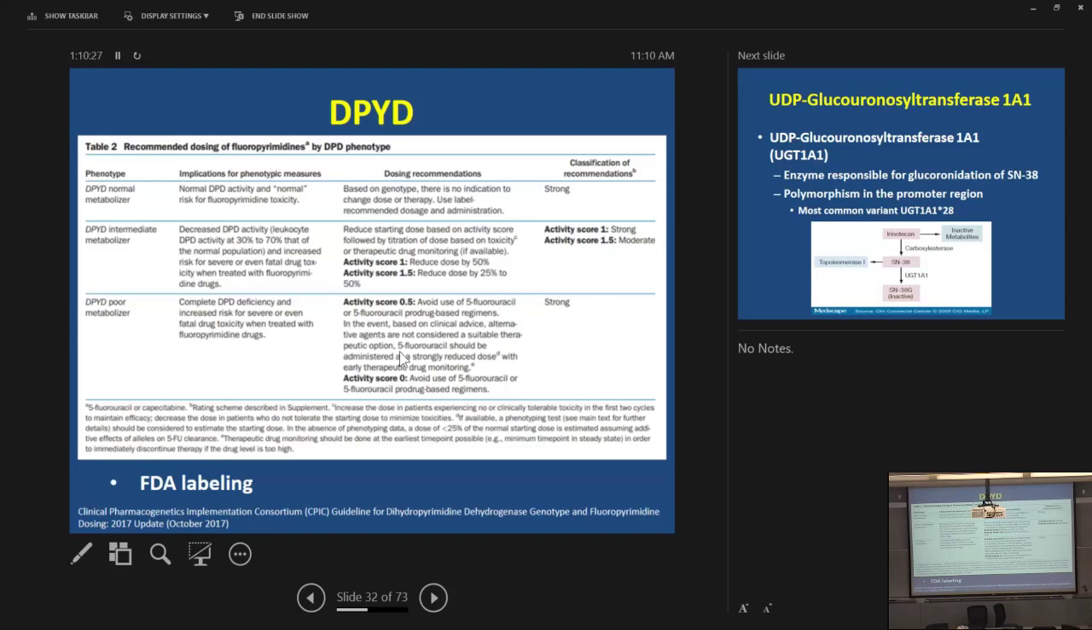So the question is, can you extrapolate this to capecitabine? And yes, you can, because capecitabine is just a prodrug of 5-FU. Who wants to Google 5-FU and see if there's any labeling information in the package insert about this?